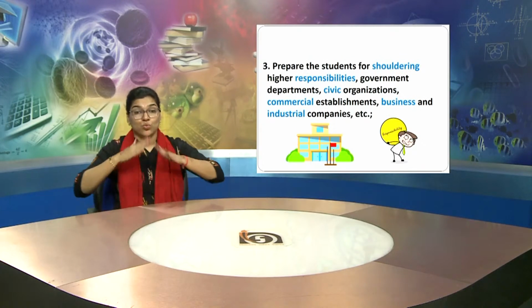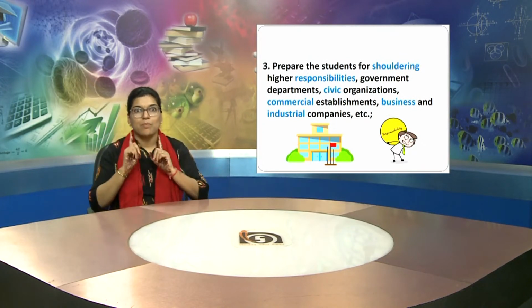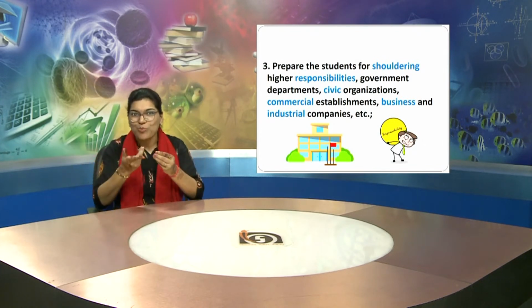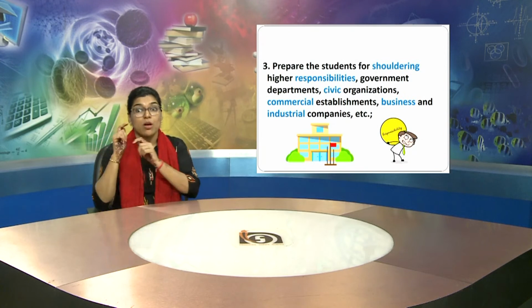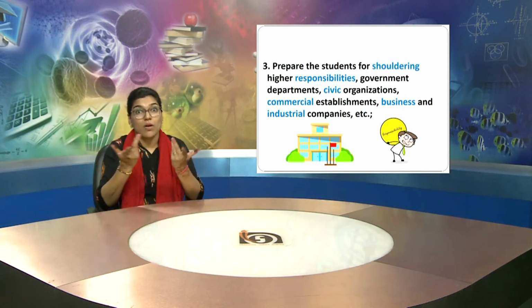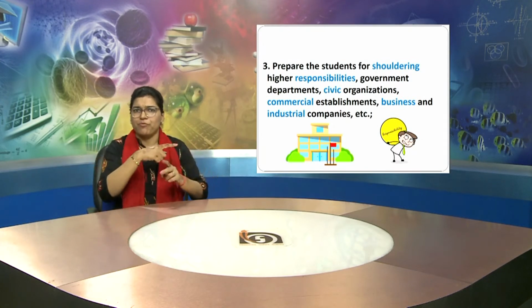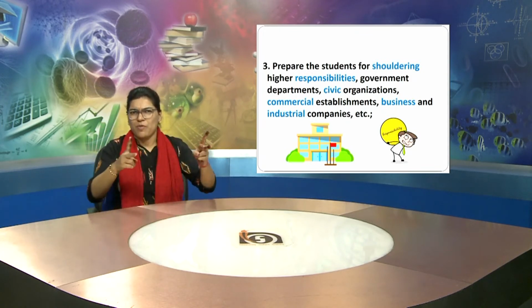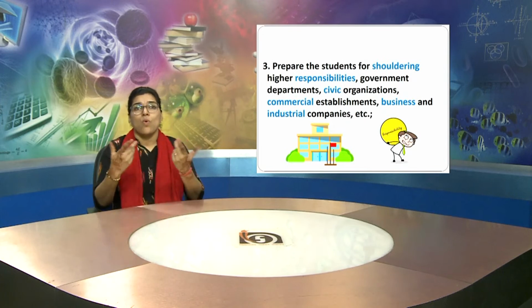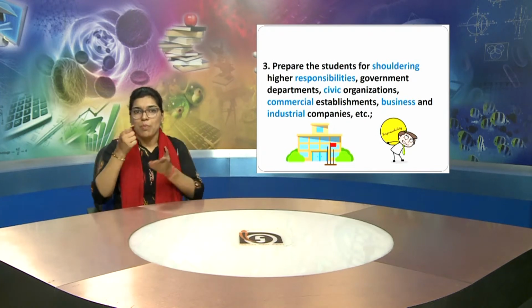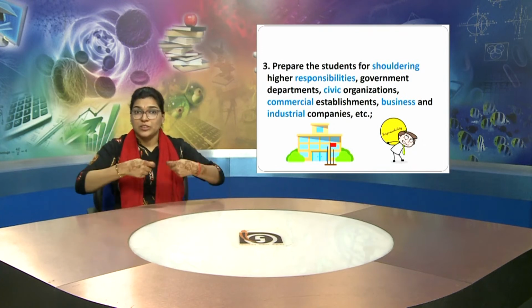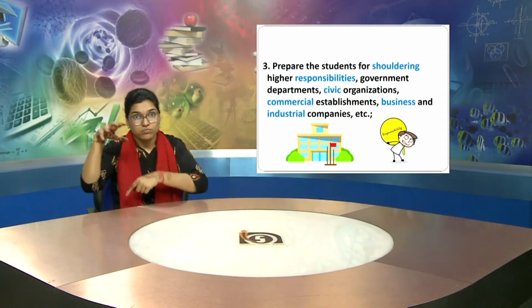This is the third objective of the college library. It explains that it is to prepare the students for shouldering higher responsibilities, like at the government departments or some other civic organizations, at the commercial establishments, business and industrial companies, etc.